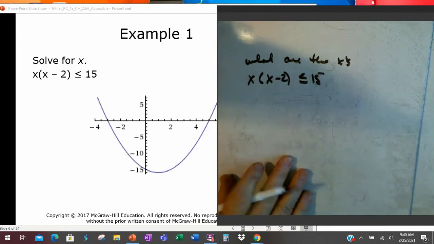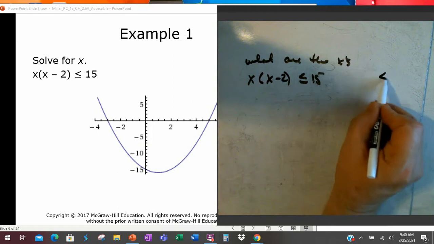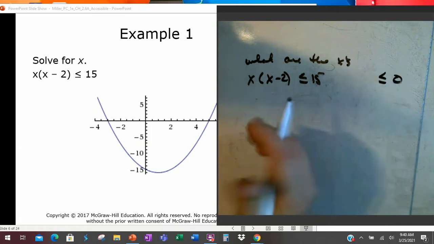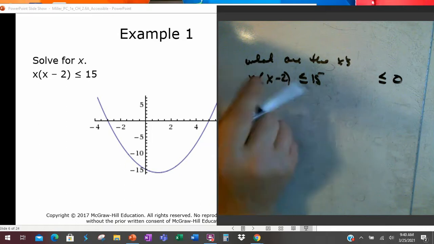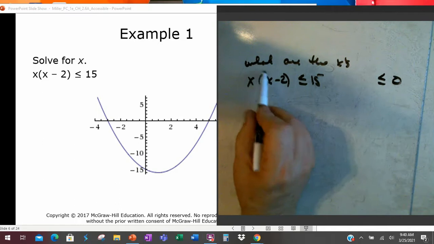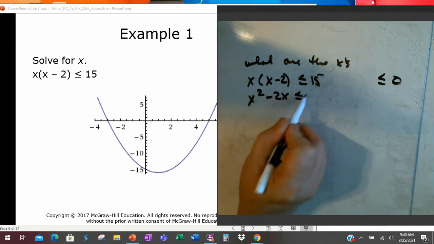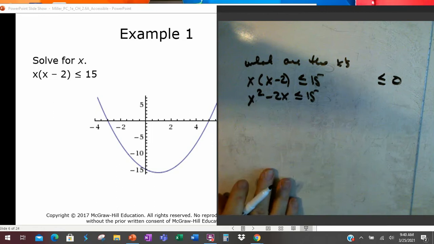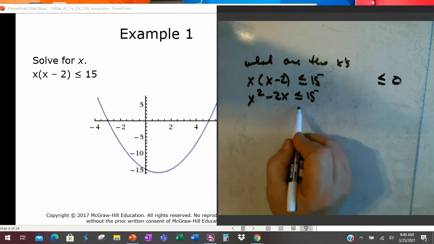Okay. So what I want to do is turn this thing in and always compare it to 0. I like to keep my x's positive, so I'm going to get everything over there. I'm going to expand this: distribute, x squared minus 2x less than or equal to 15. And then I'm going to move this over here, so I'm going to subtract 15 from both sides.